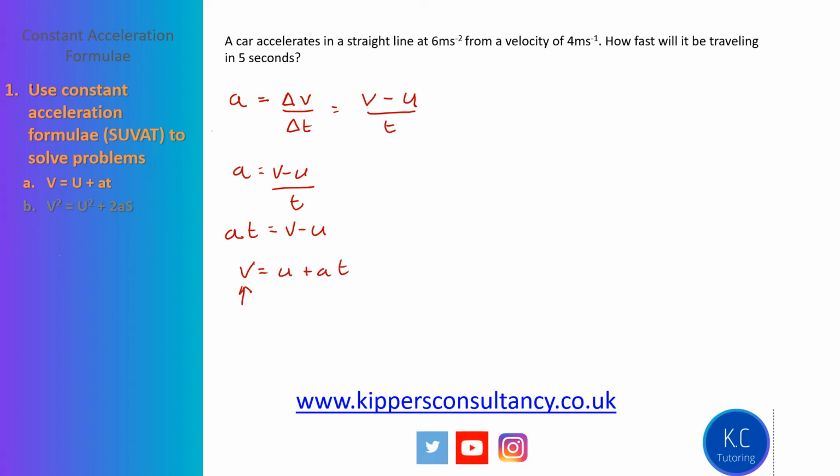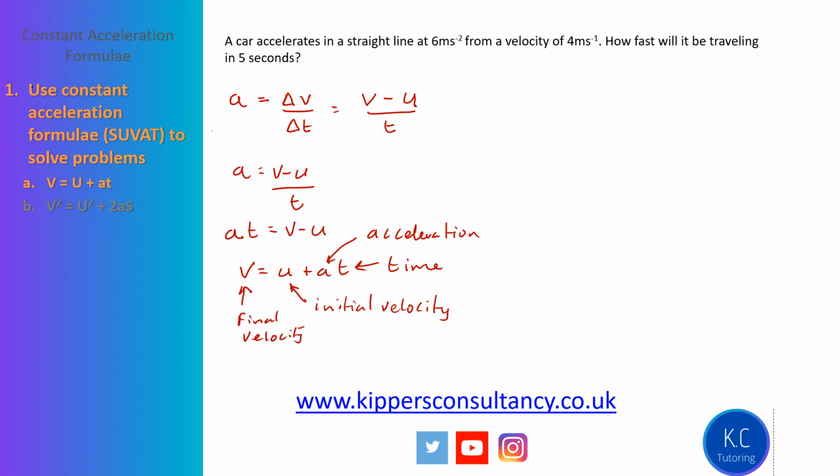V is the final velocity. U is the initial velocity, a is the acceleration, and t is the time.